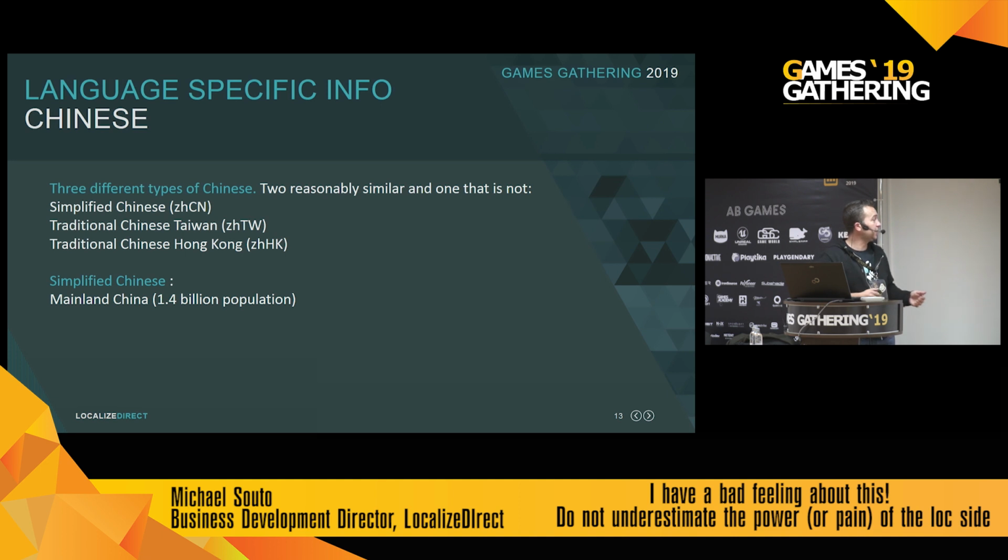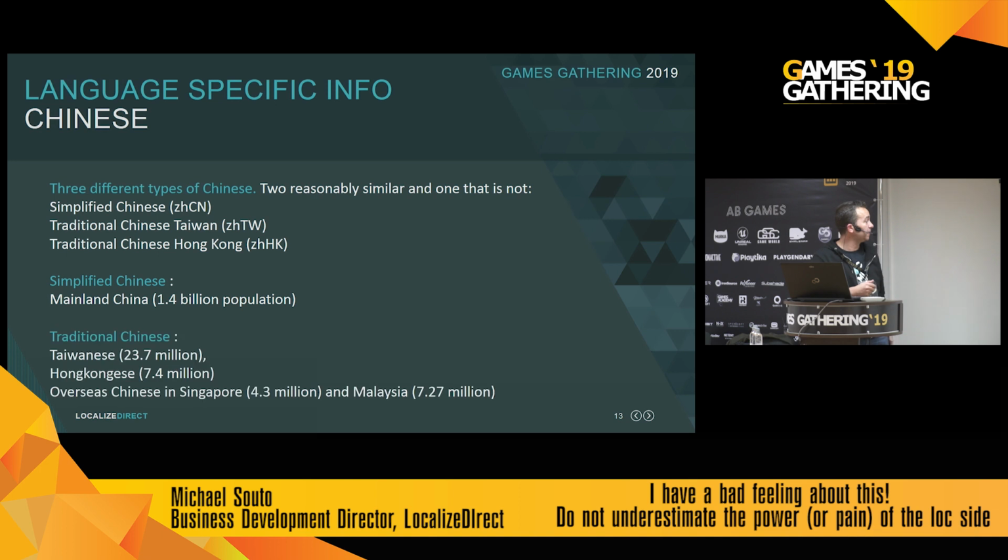So simplified Chinese is primarily spoken in mainland China, which has obviously got that huge population. And then traditional Chinese is in Taiwan, Hong Kong, and then overseas Chinese in Singapore, which is 4.3 million people, and then 7.27 million in Malaysia. So that's something that should certainly be borne in mind as well.